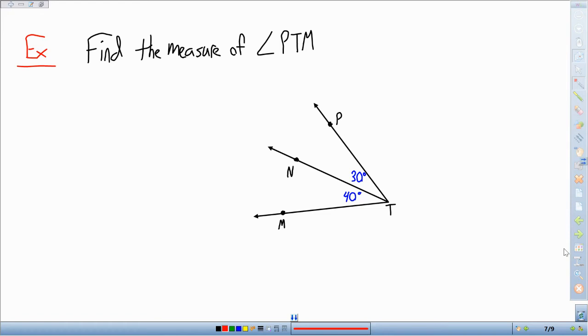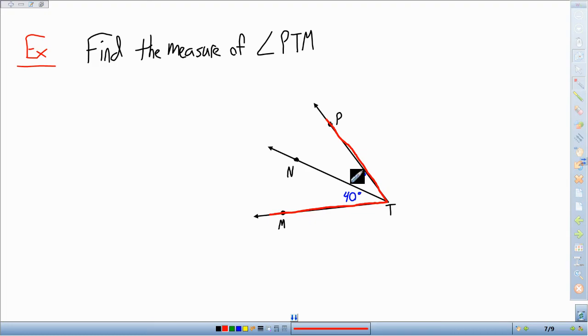So now they're going to start giving us measures, and ask us to find other measures using them. All right, so take a second, copy this problem. We'll do this one together. Okay, so find the measure of angle PTM. First things first. Where is angle PTM? Which one of these angles is angle PTM? Let's take a look. That means we're starting at P, going around T to M. Angle PTM is this big angle here.